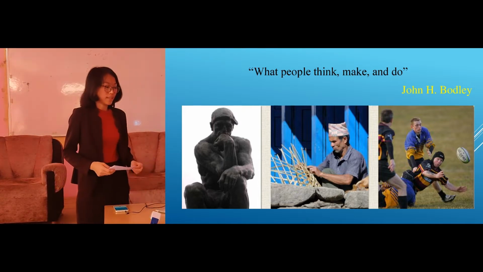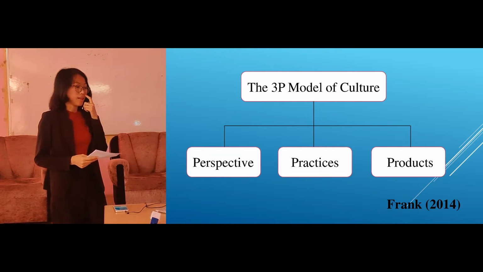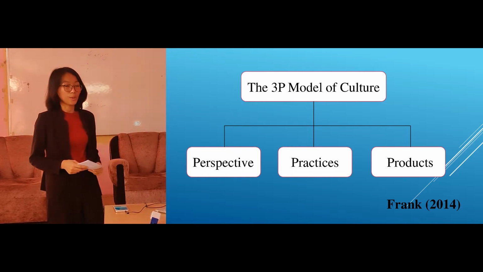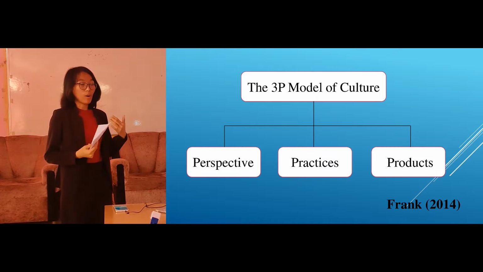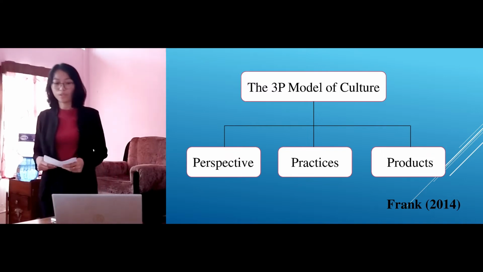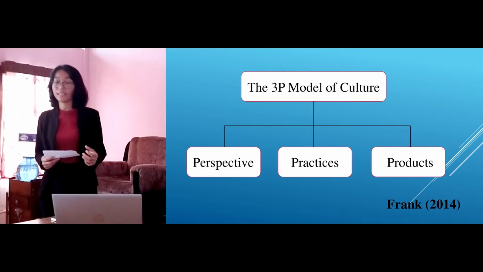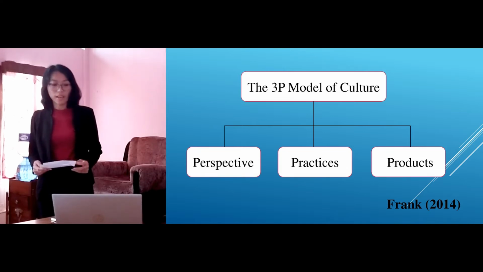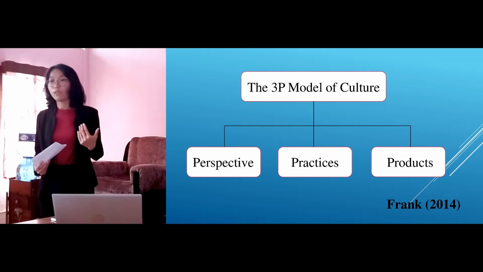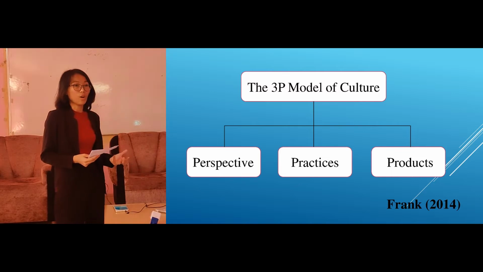So in 2014, Frank developed the 3P model of culture, and the 3Ps are perspectives, practices, and products. When we look at our own culture or a different culture, this model makes it easier and clearer. So perspective is defined as what members of a particular culture think, feel, and value. For example, what is important in their life and what the people of that culture consider to be appropriate or inappropriate behavior.